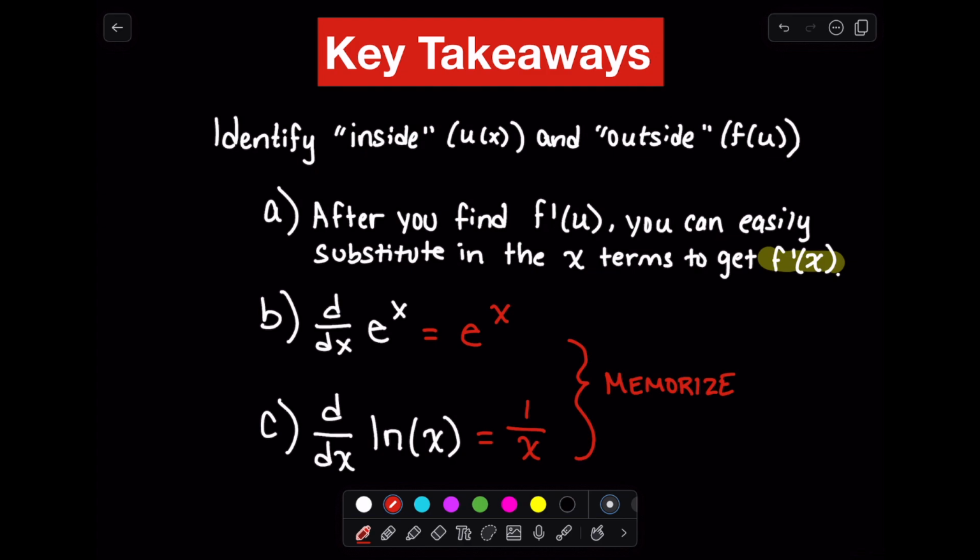So I'll leave you guys with these helpful tricks as a summary of what we just went over. Basically, we're just trying to define the inside of the function and the outside of the function by using u and f of u. After you find f prime of u, you can easily substitute the x terms to get f prime of x. And then, like we talked about, we're always going to want to have these two derivatives memorized. The derivative of e to the x is e to the x, and the derivative of ln of x is 1 over x.